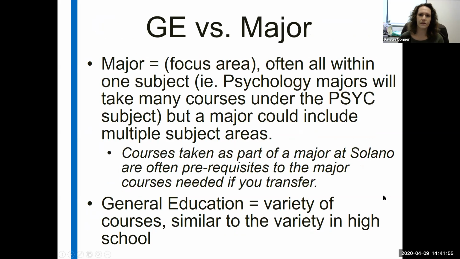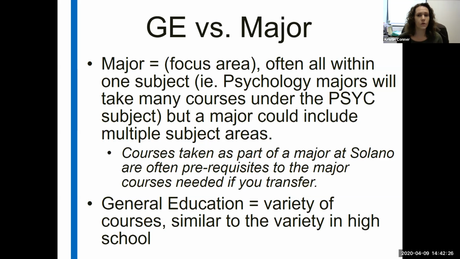So what does it mean when I say GE or general education versus major? Your major courses are that focus area. So for example, psychology majors would be taking a variety of courses in general education, but their psychology courses would be the core courses as part of their major. And it's usually something that they would take as a prerequisite if they were going to transfer.